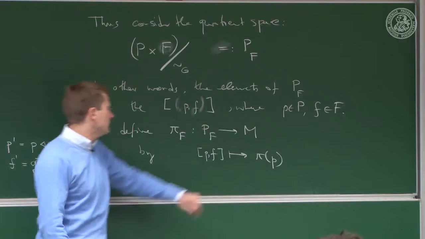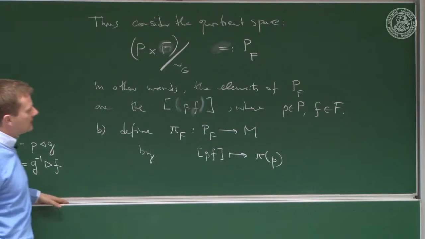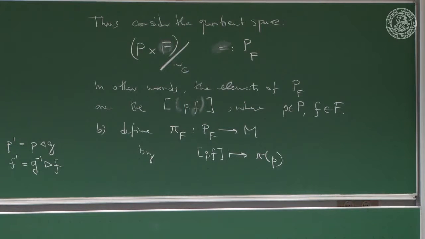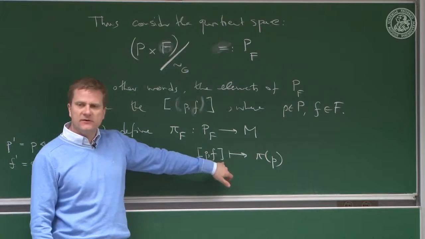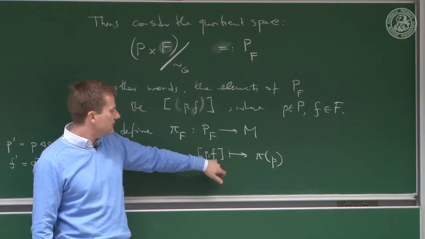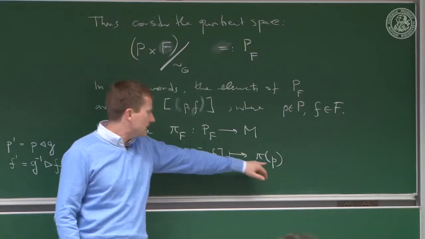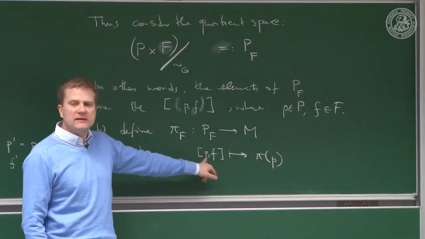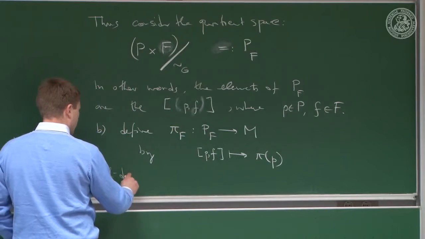But now pi here, not pi_F, but pi is the projection we are handed from the principal bundle. Now you see here we take an equivalence class with a p and an f in there. Over here we just take one of the representatives. Well, not the entire representative because you need the f too, but part of it. And so we need to check well-definedness. Yeah?